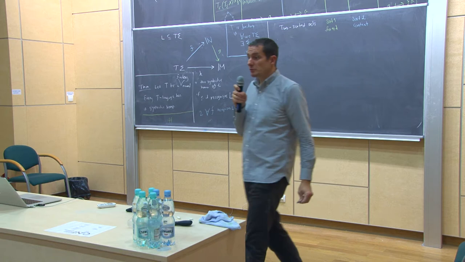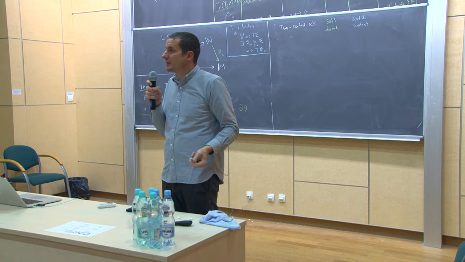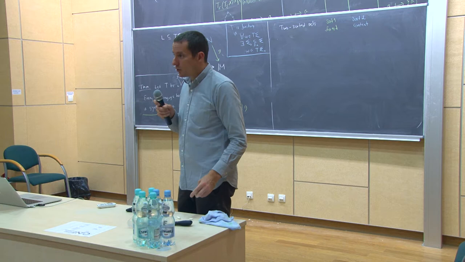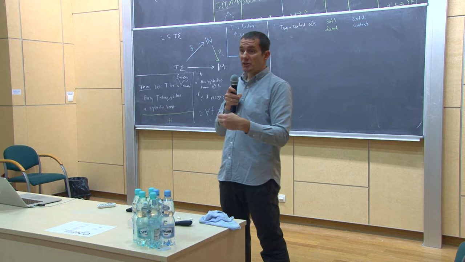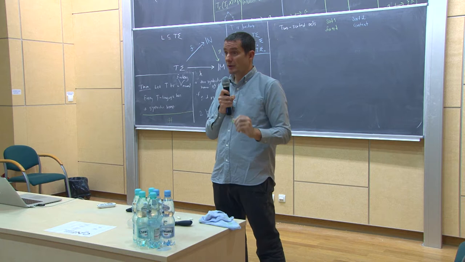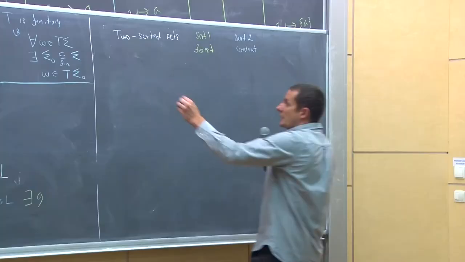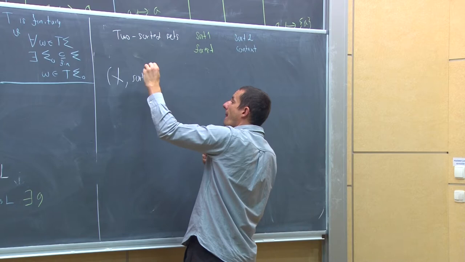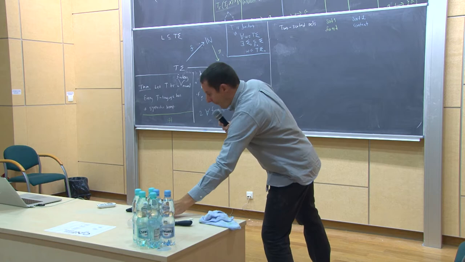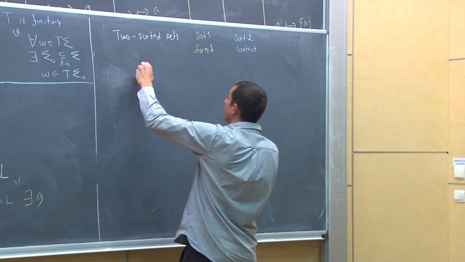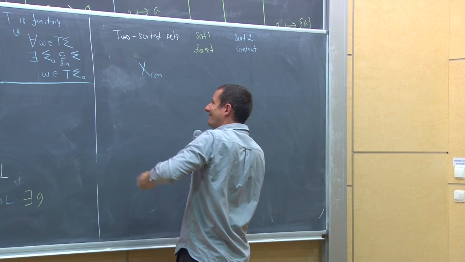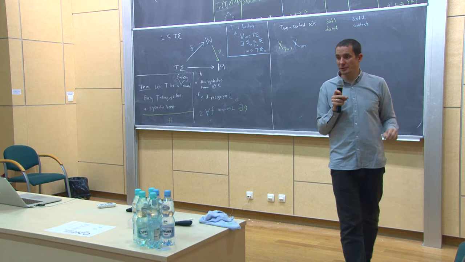So a two-sorted set for me is going to be a set such that every element is identified as being of sort forest or sort context. Okay. So formally speaking, a two-sorted set is a set X together with a sort function, or maybe just a pair of sets. Okay, that's a two-sorted set.